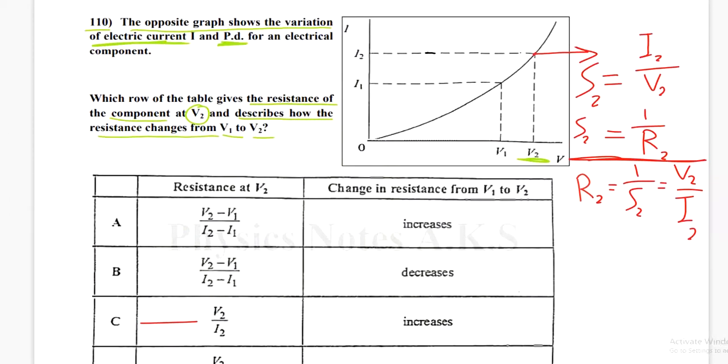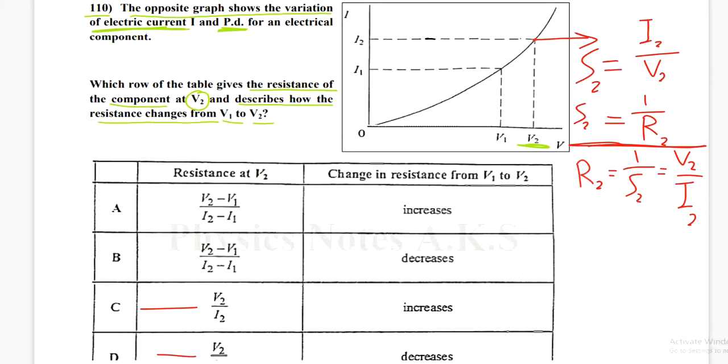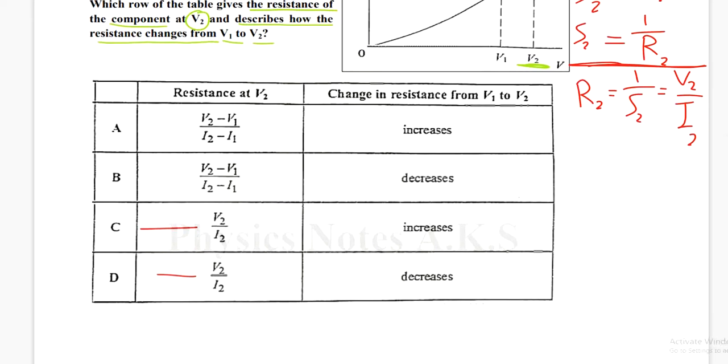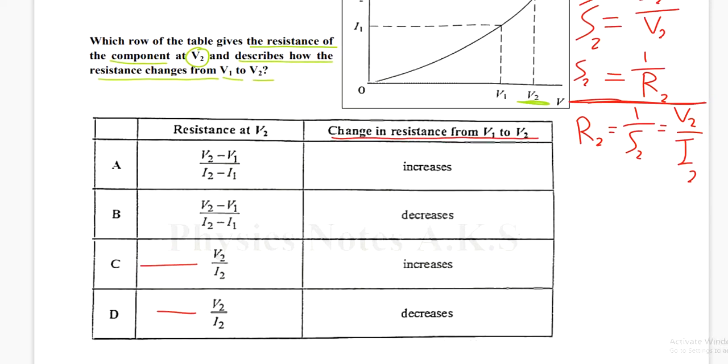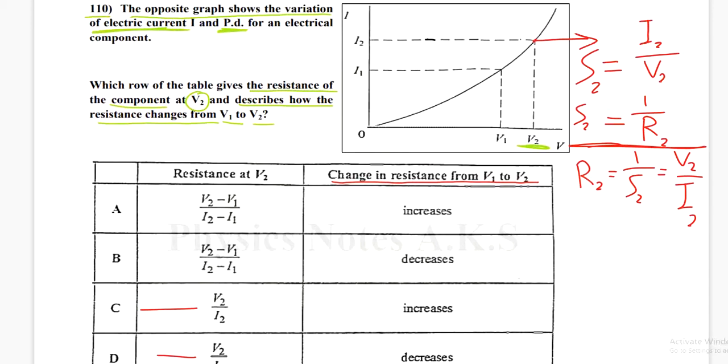Again, why didn't we take 2 points like Y2 minus Y1 over X2 minus X1? Because here it's not a straight line. When it's curved like this, I only take 1 point. So to find the resistance, only V2 over I2. Now they want the change in the resistance from V1 to V2.